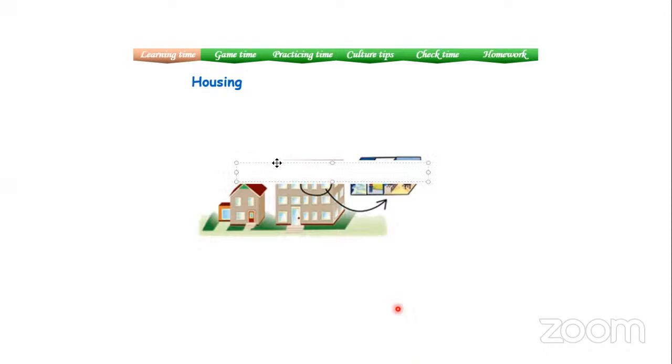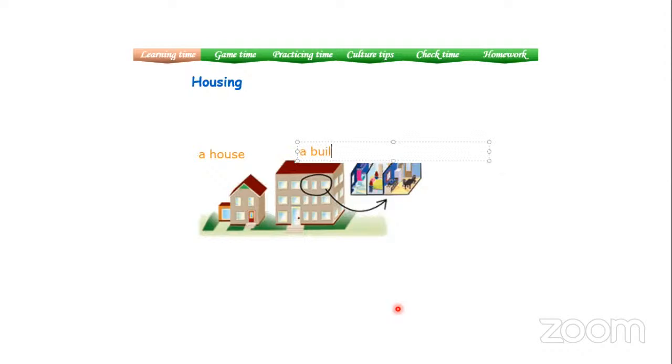We can say, let's say this is a house, right? And then we have a building, right? And of course, there we have an apartment. But usually we say, if I do something here, for example, this and this and this, and let me write something here.